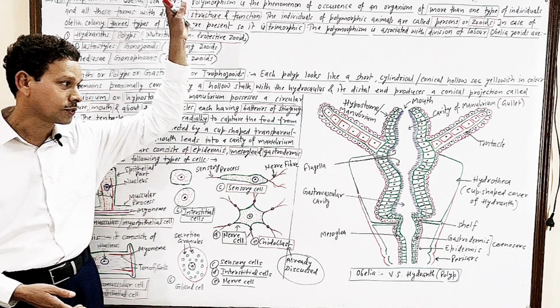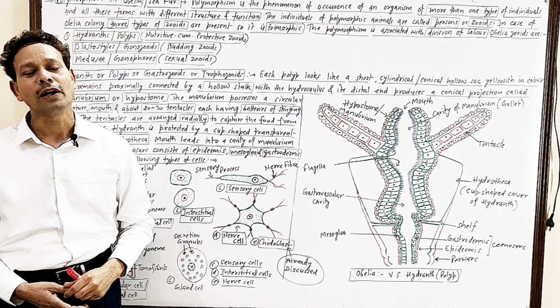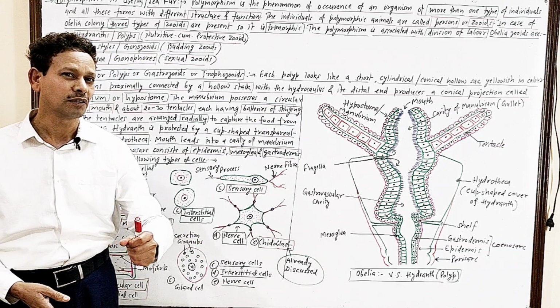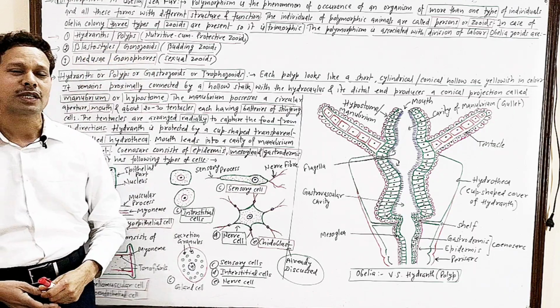So dear students, this is all about the polyp, hydranth of the Obelia colony. In the next lecture, tomorrow, we will discuss the other two types, blastostyle and medusa. Thank you.